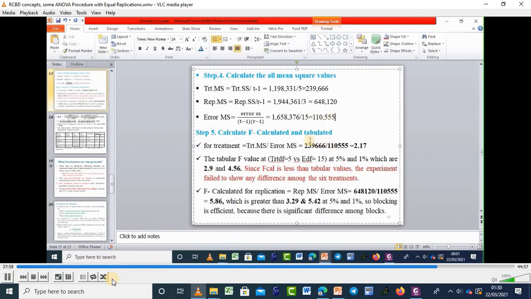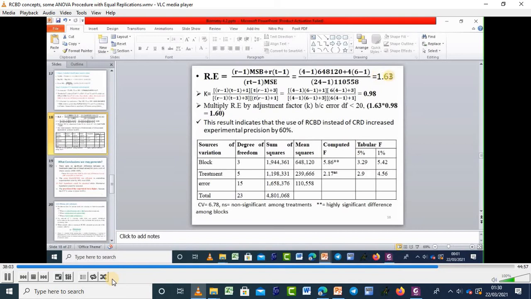This is 5. Do not confuse. Then the relative efficiency is this one. But in case of RCBD, if the error degree of freedom is less than 20, we just need to do adjustment factor, or estimate adjustment factor, that's K. Therefore, because of this, we have to calculate this one, and the calculated value is 0.98.